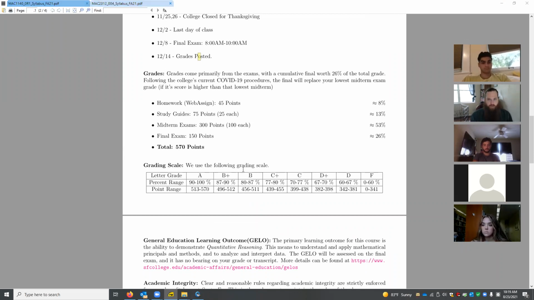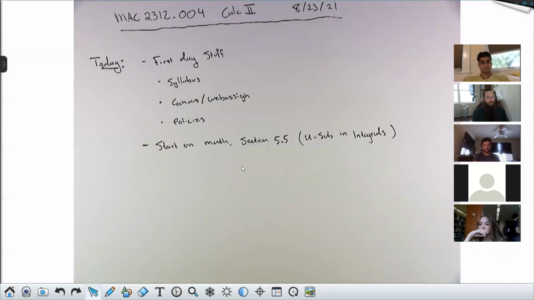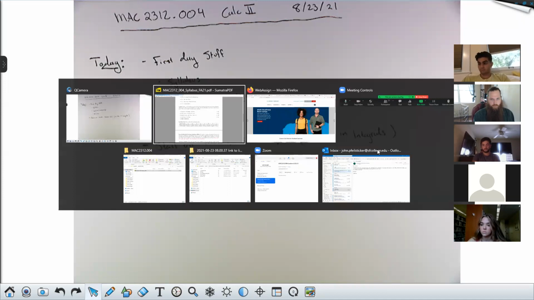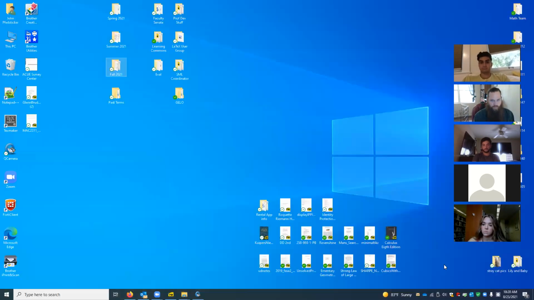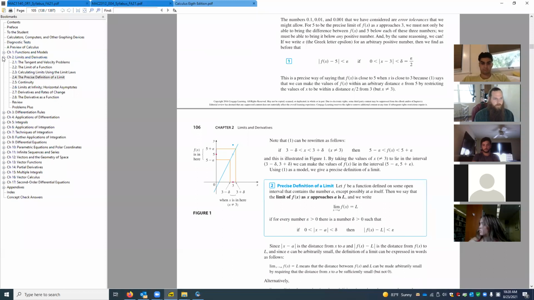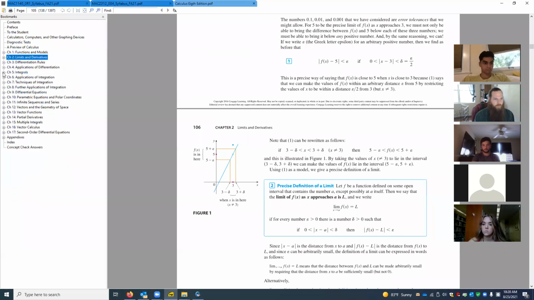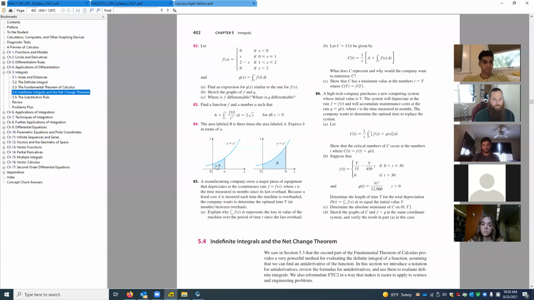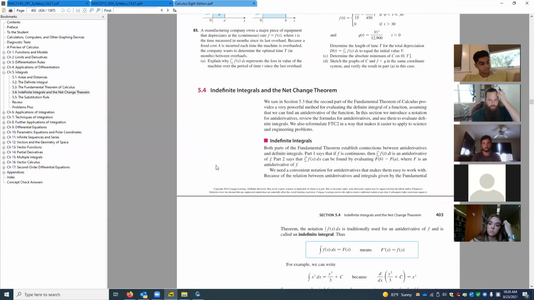Okay, then. It's time to start doing some mathematics. We're going to start section 5.5, which is u-substitution in integrals. One thing that you may want to do if you haven't done it recently is crack open your textbook to section 5.4, where you have this list of indefinite integrals that you should know.